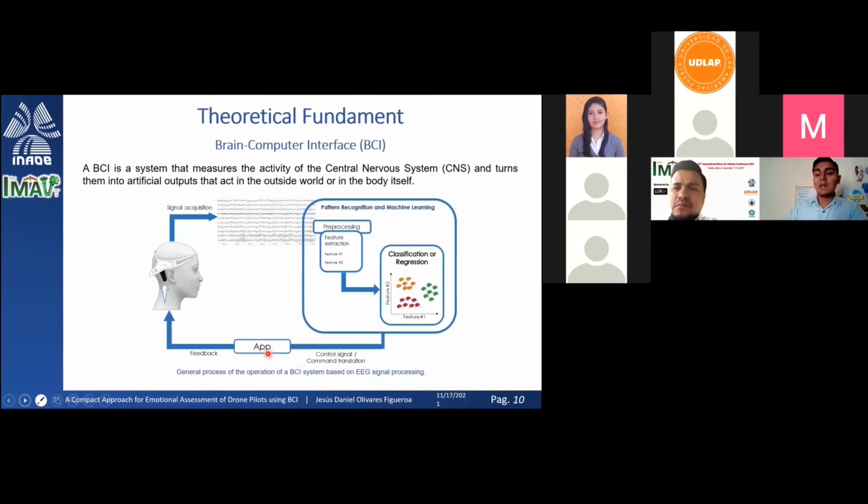To get into context, I will explain the main theoretical fundamentals. A BCI is a system that measures brain activity. The general process of a BCI is presented here, where we first acquire the signal from the headset, and every channel is pre-processed to extract the features of the clean signal. Then the features are used to classify the signals to translate them as a common signal to the next stage, to an application.